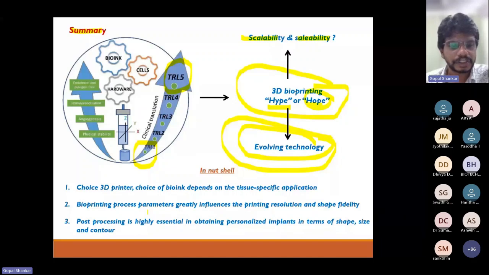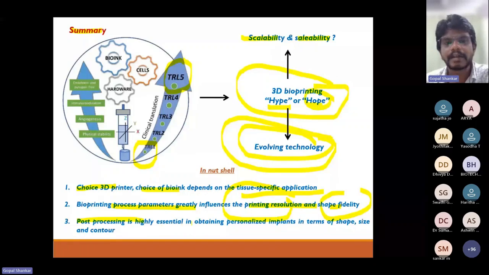So in a nutshell, the choice of the 3D printer and the choice of bioink depend upon what type of tissue you want to repair. And bioprinting process parameters greatly influence the printing resolution and the shape fidelity. So these two parameters are very, very important in controlling your printing resolution and shape fidelity. And post-processing, after you print, is essential in obtaining optimized implants in terms of shape, size, and contour.